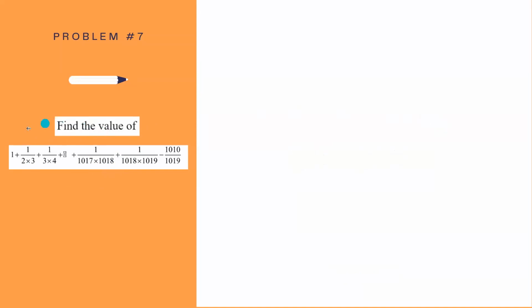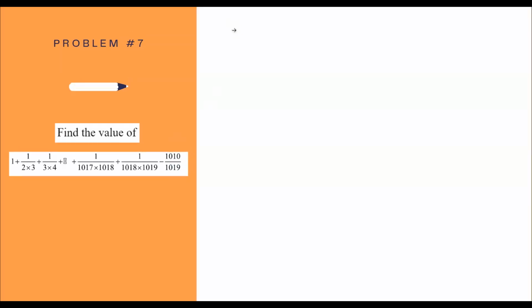So what you can see, we have this one, then we have the last term subtracted, 1010 over 1019. So what do you think is the answer? Can you show your answers? Some of you answered 1035 over 2038.